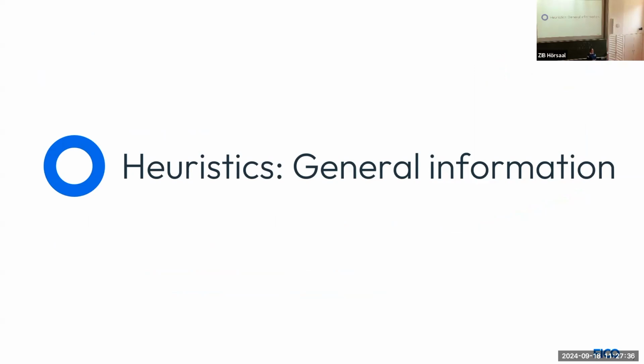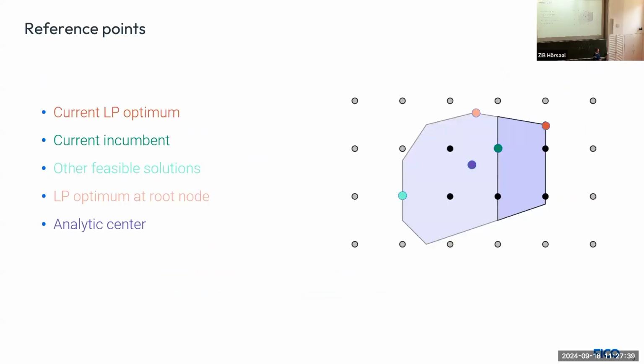What kind of information can they use in a general MIP? There are a couple of different things, not that many actually. And I would dare to say that the majority of heuristic algorithms use some combination of these, plus the ones on the next slide. So the current LP optimum certainly is a good starting point for whatever kind of search procedure you would want to do. The current incumbent: knowing one good solution to the problem might very well help in constructing other good solutions or even better solutions.